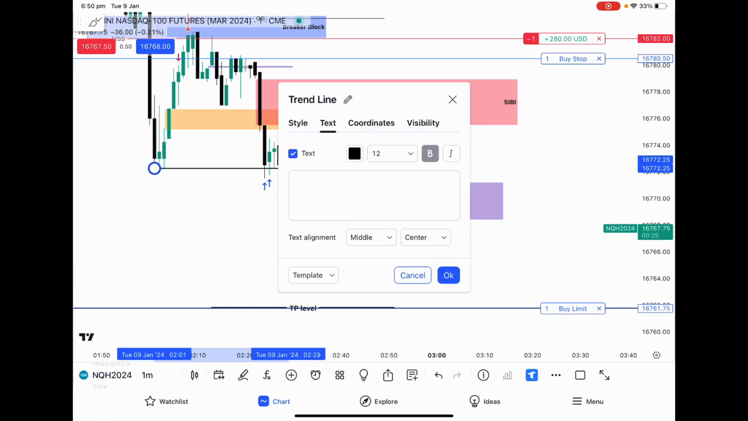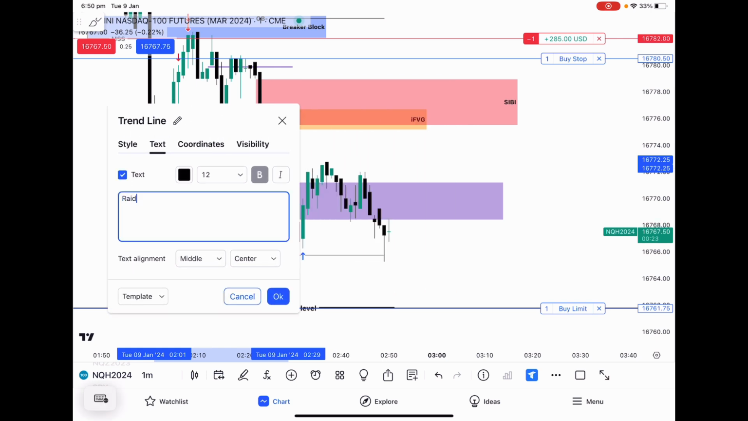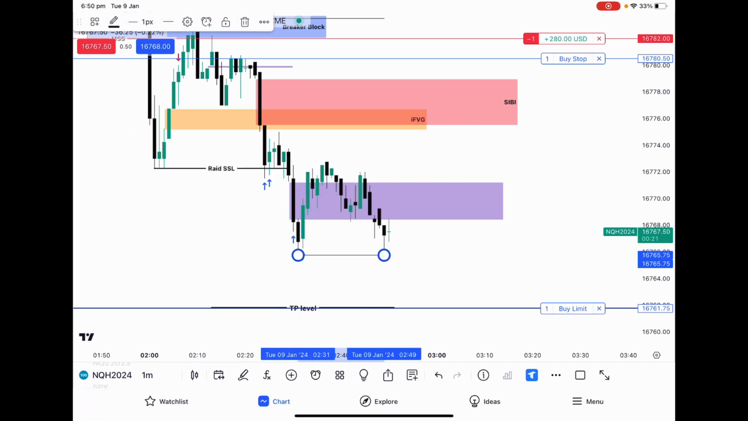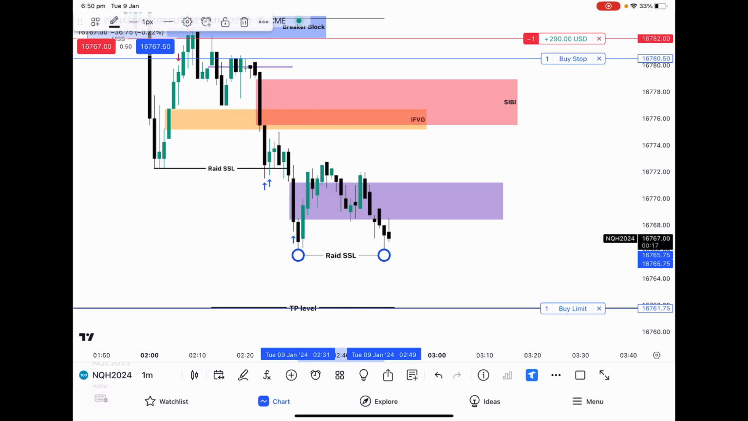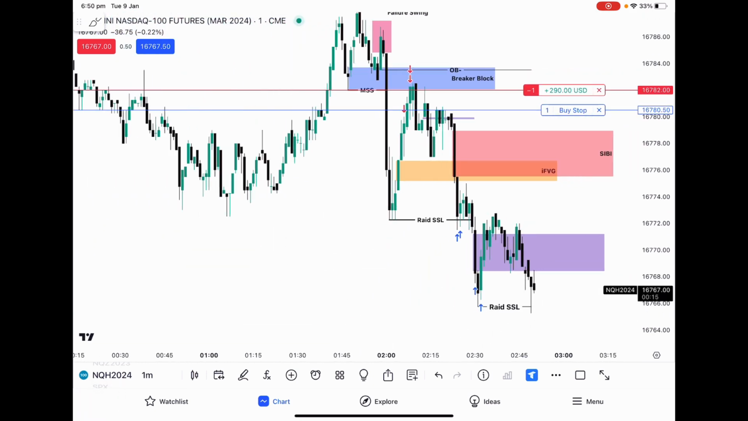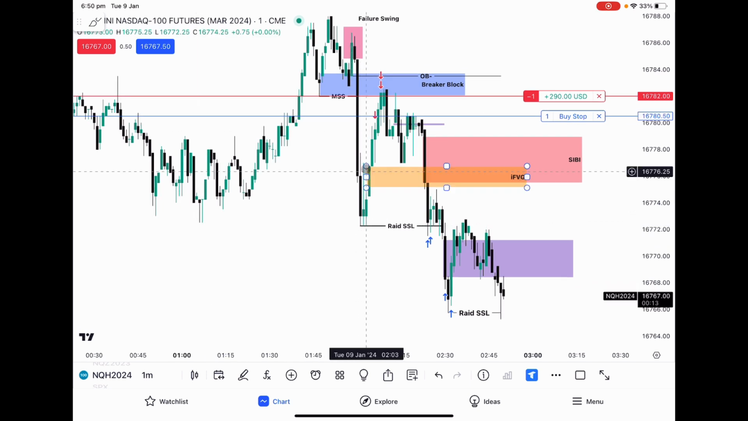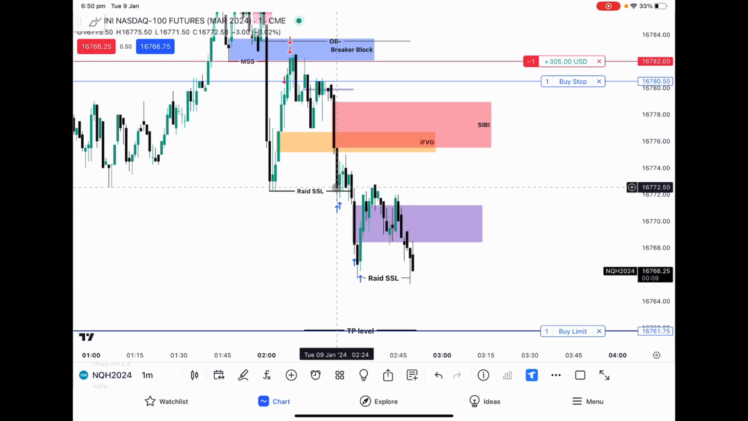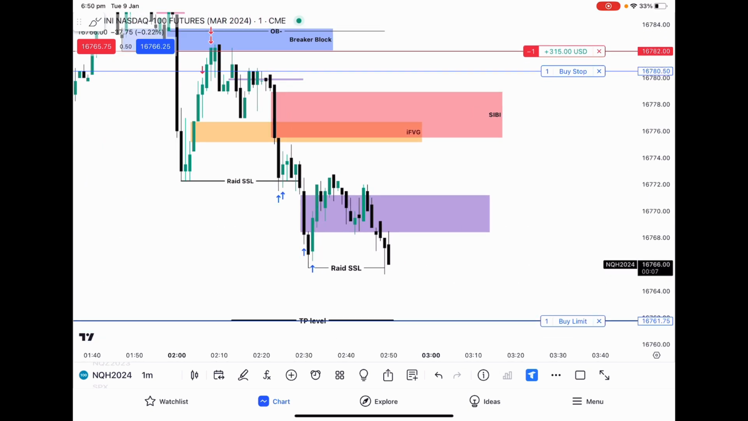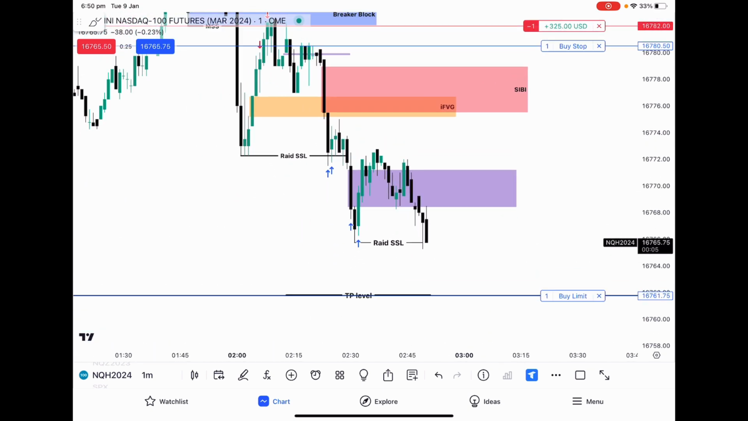So at these points, we've raided sell side liquidity. At this point, we've also raided sell side liquidity. So we're stepping down. We're stepping down. At this point, we took some out. Not much. So that's what I thought we'd go down lower. Raided sell side here, raided sell side here. Two points of sell side taken out.